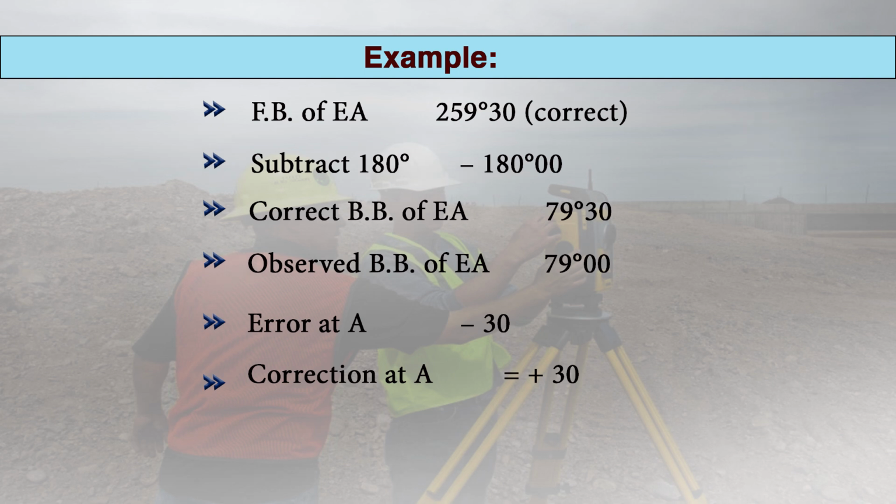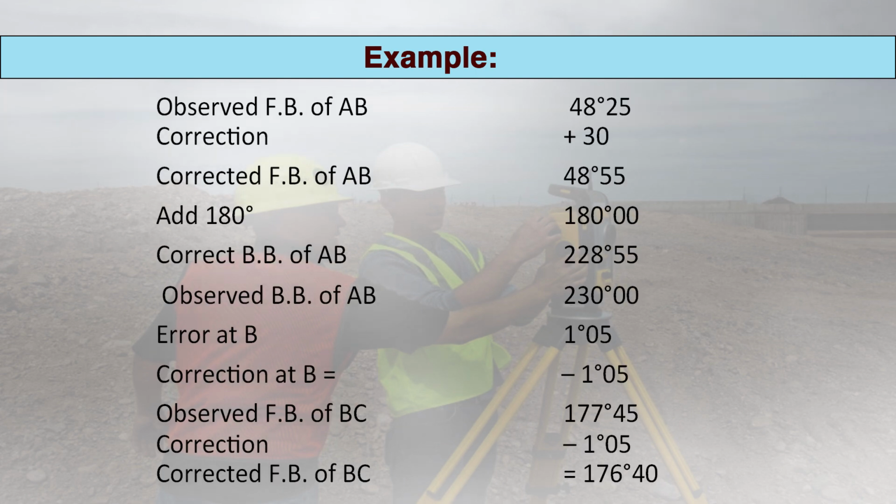So, the error at A will be equal to minus 30 minutes. Now, the correction at A will be equal to plus 30 minutes. The observed fore bearing of AB is given as 48 degree 25 minutes, but the correction applied will be plus 30 minutes. So, the corrected fore bearing of AB will be equal to 48 degree 55 minutes. Now, we will add 180 degree to find out the correct back bearing of AB, which will be equal to 48 degree 55 minutes plus 180 degree, which will result in 228 degree 55 minutes.